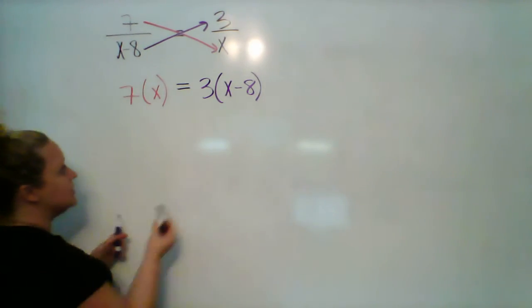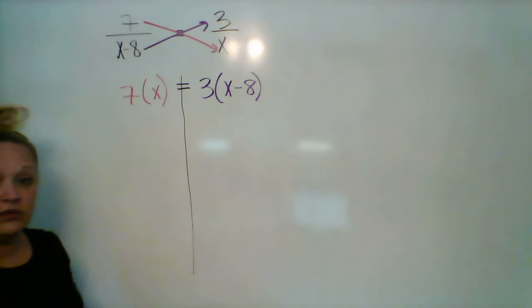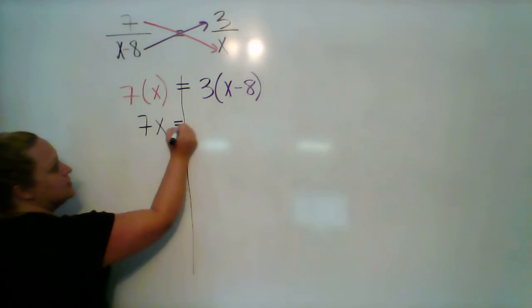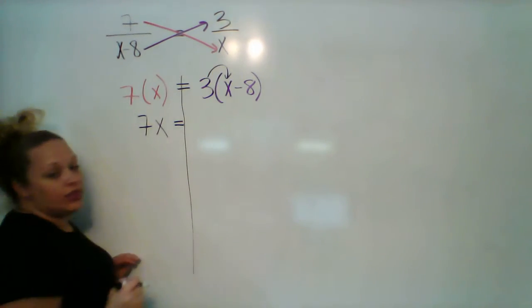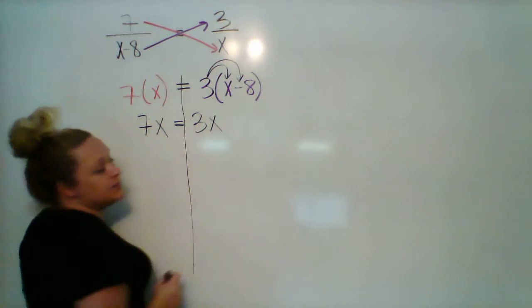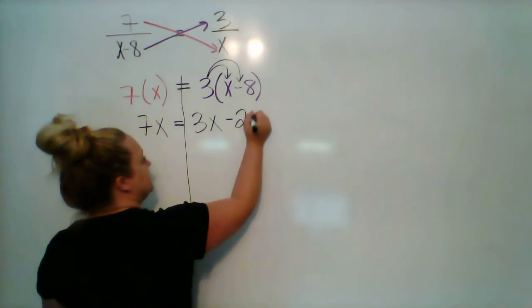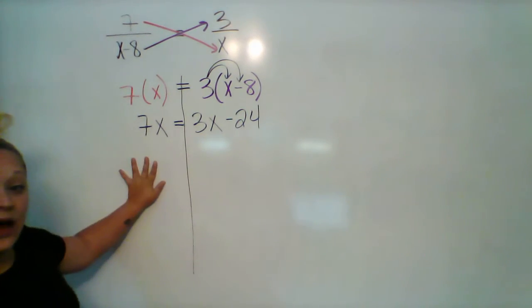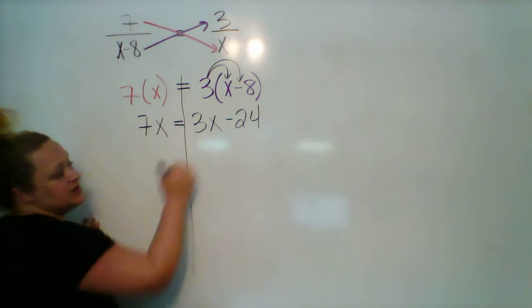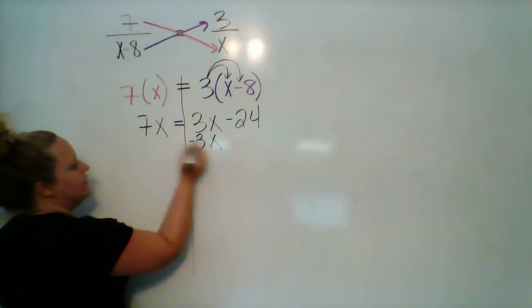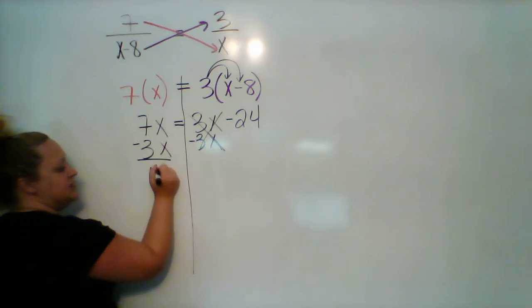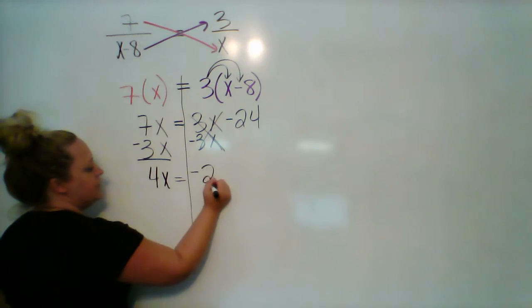Well, this problem now looks exactly like the problems we've been doing. So, 7 times x equals 7x. We're going to distribute that 3. 3 times x equals 3x. 3 times -8 gives me -24. Now I'm to where the variables need to be on this side. So we got to get rid of it here. So how do you get rid of a positive 3x? We have a -3x. This would cancel. 7 minus 3 is 4x equals -24.